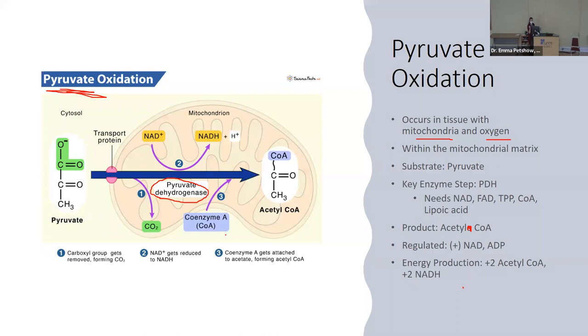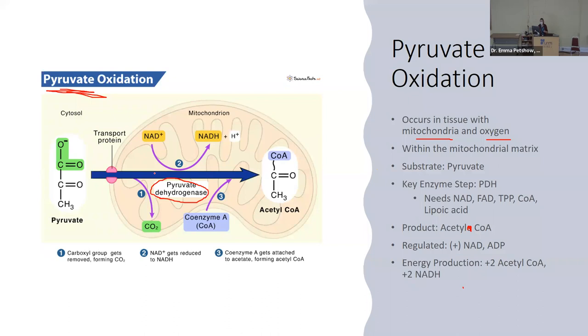Your product then is acetyl-CoA, which is going to get put, most of the time, in an oxygenated state, into the Krebs cycle or TCA cycle. But we'll talk about sometimes when that doesn't occur. Your key regulatory factors here are going to be, if you have NAD, it's going to push it forward.